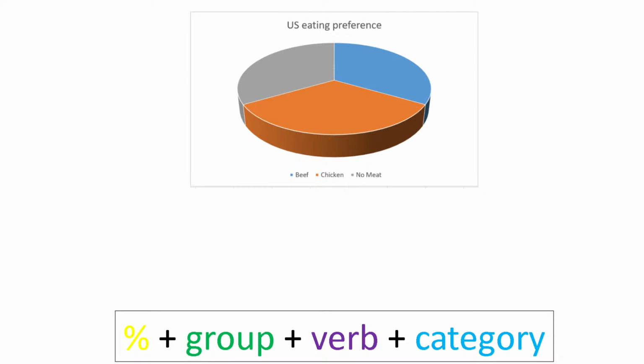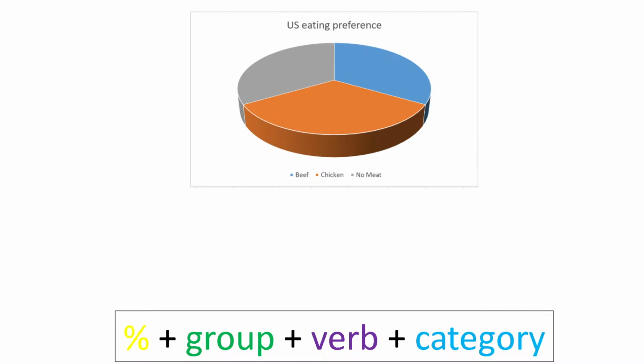So if we take another example, here we have a pie chart that has been split into 3 parts, and it's talking about US eating preferences. You can see that there are 3 things listed: we've got beef, we've got chicken, and we've got no meat. So think about this. If you were to describe just one part of this pie chart, what would be a phrase that we could use?